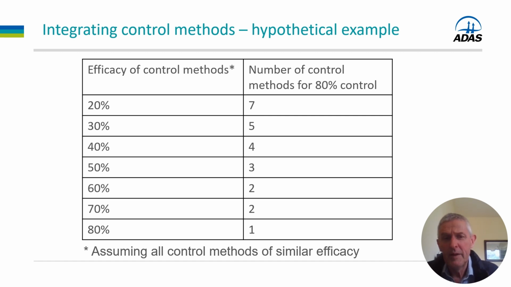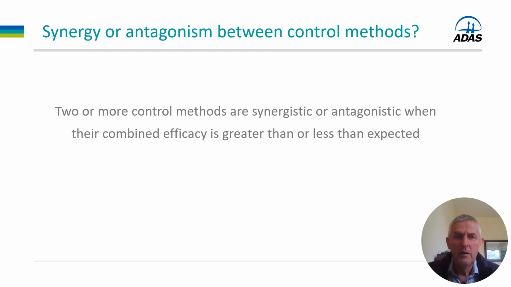So this is making a kind of broad generalization that control methods combine in a predictable way, but the question arises about whether particular combinations of control methods might actually be more or less effective than we might expect. And you may have heard the terms synergy or antagonism used in this regard, and the definition is that two or more control methods are synergistic or antagonistic when their combined efficacy is greater than or less than expected.